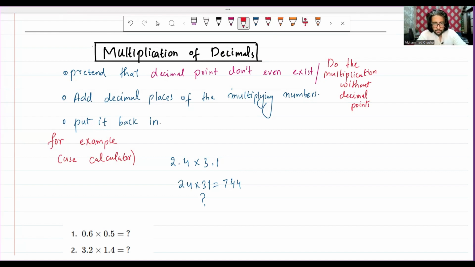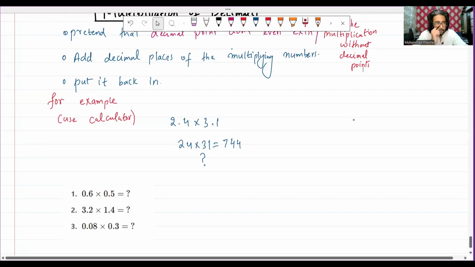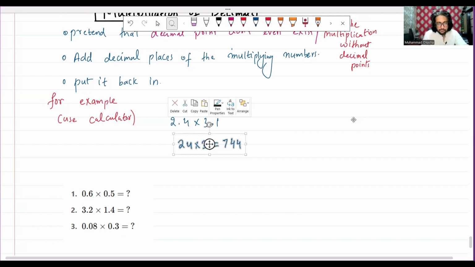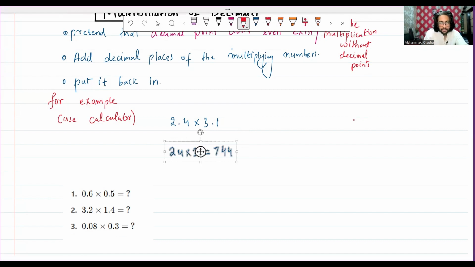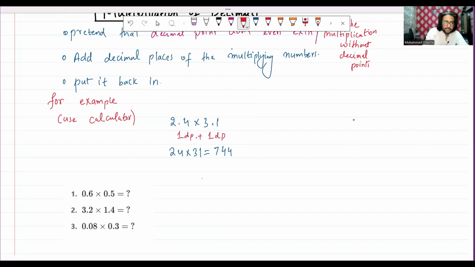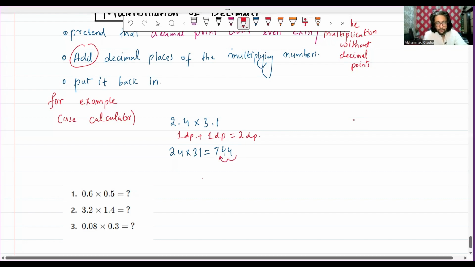Once I do the multiplication without the decimal points, I will add the decimal places of the multiplying numbers, and I'll put back the decimal places in the resulting number. So for example, this is one decimal place. This is one decimal place. So one decimal place plus one decimal place would be two decimal places. So in the answer, I would put my decimal at two decimal places. For example, 1 and 2, I'll put my decimal over here. My answer would be 7.44.